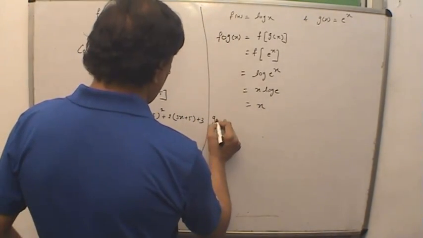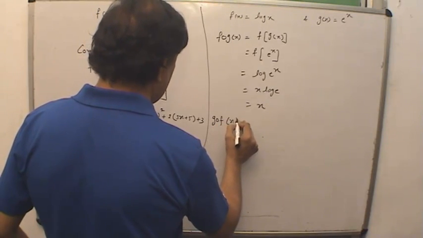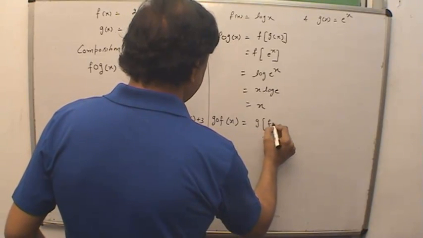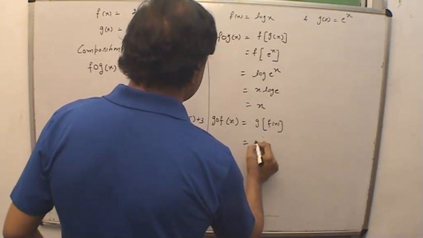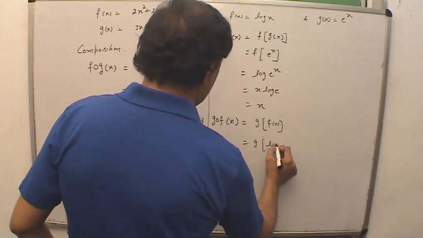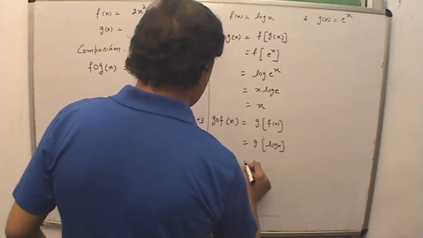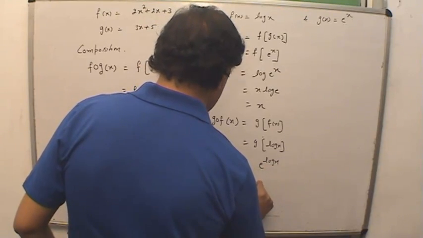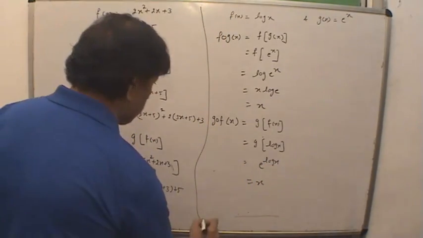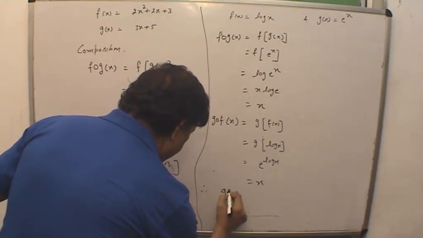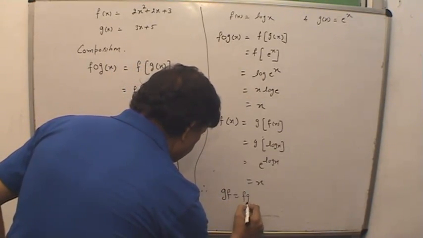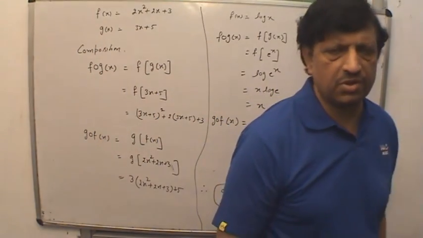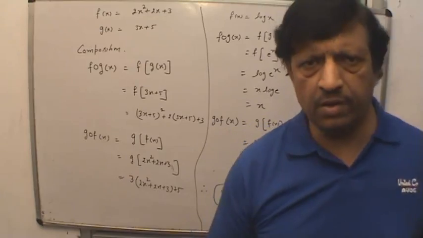Now we try to find g composition f. That is g of f of x. That is g of log x. It is e raised to the power log x, and that is equal to x. Therefore, we can write g composition f is equal to f composition g. In short, we can write it in this way. Sometimes this composition may be equal, sometimes may not be equal.